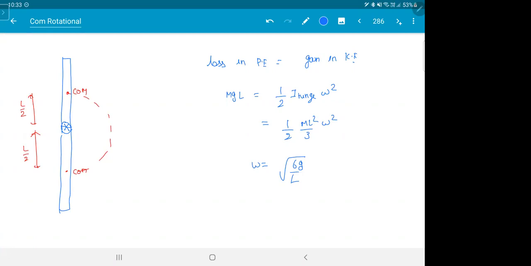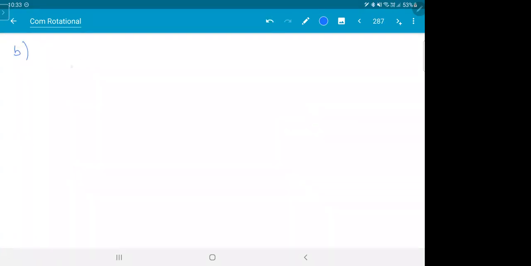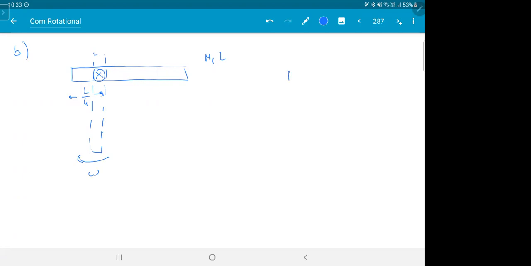Next one. Similar question, but this time the hinge is here, L by 4 from the corner. We have done this if you remember. I asked you to find alpha. So when you leave it now, the rod will become like this. Find omega at the lowest position. Try 3 minutes. Instead of keeping the hinge at the edge, I'm keeping it L by 4.